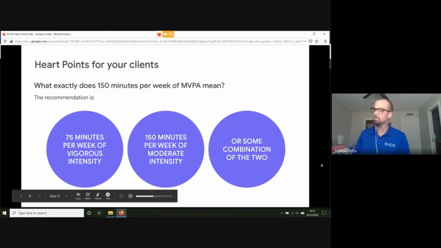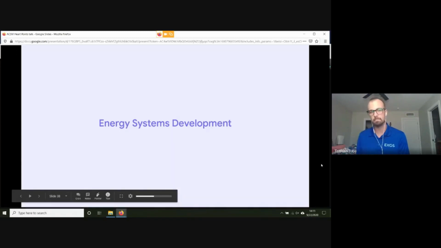But when you get beyond that block of clients that you'll be working with, really, I think where the magic can happen is in the combination and the way that you put this together across the week. And so this is really where energy systems development comes in. And energy systems development is really just the fancy term that we use for cardio.